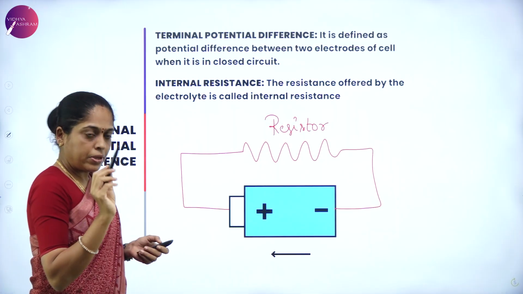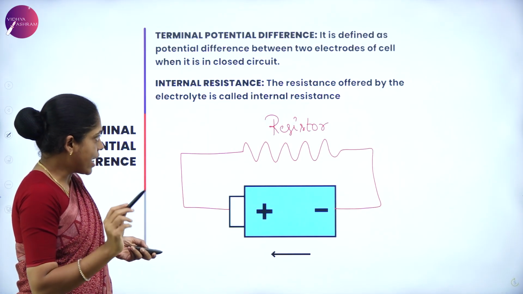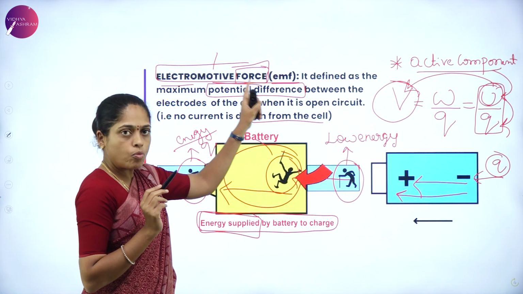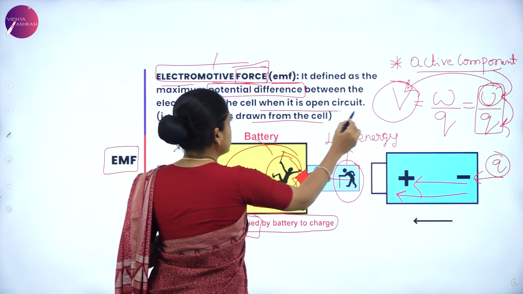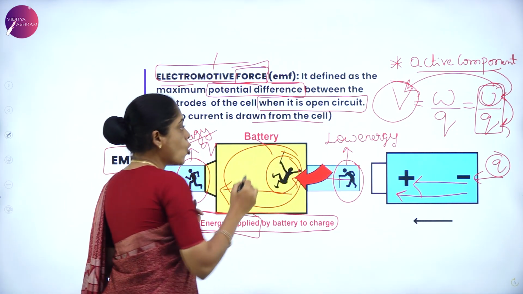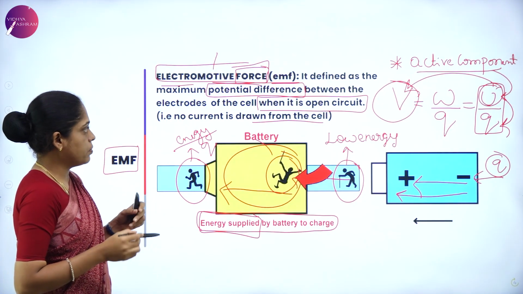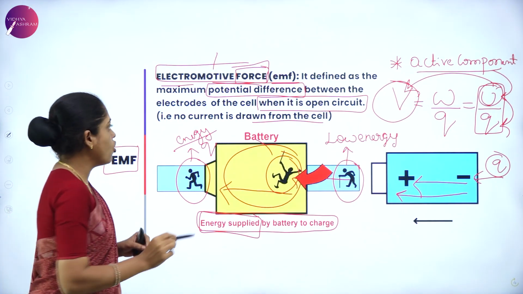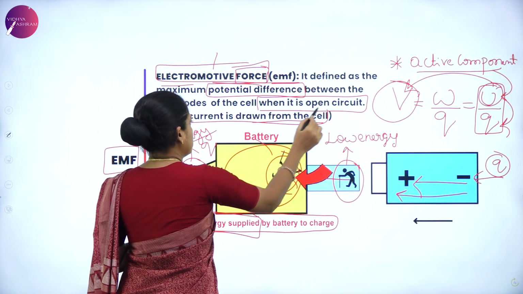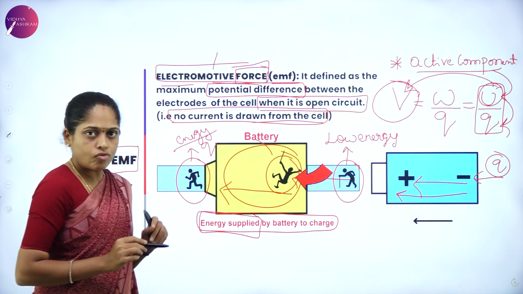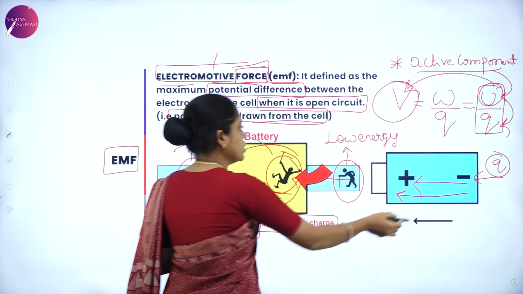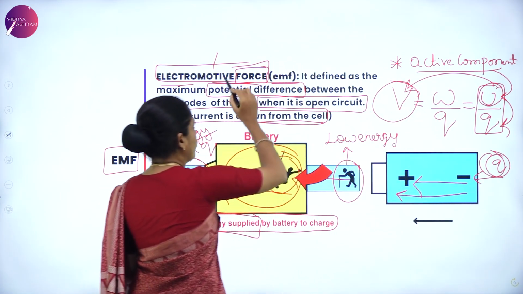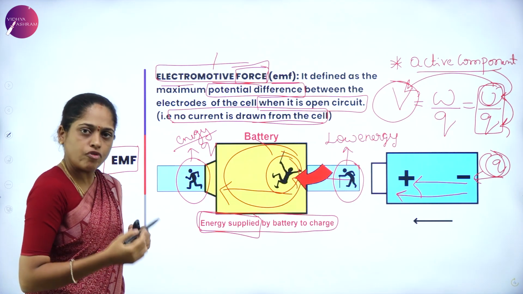So, you have to keep in mind or make a note that this electromotive force is defined when the circuit is in open state. Open state means no current is drawn from the cell. When no current is drawn from the cell, the maximum energy supplied to the charge is known as electromotive force.